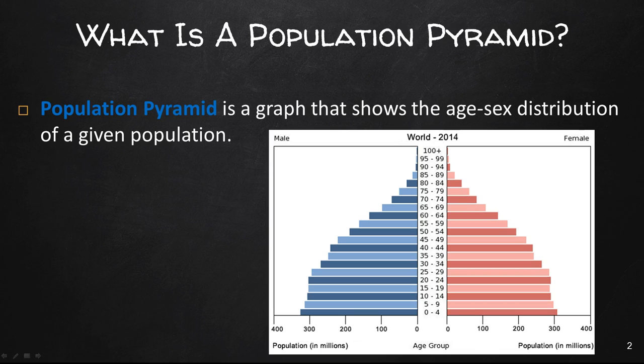A population pyramid shows the number of people within each cohort. Demographers use population pyramids to see population trends in the past, examine the current resident profile, and also to project how the population will increase or decrease in the future. And looking here, we can see this is a population pyramid for the world in 2014.